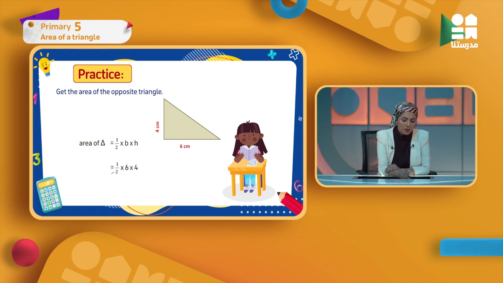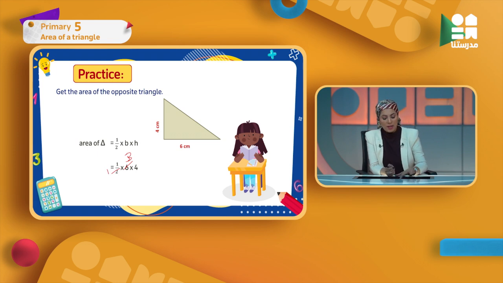So here, 2 divided by 2 is 1, and 6 divided by 2 is 3. So now I have whole numbers. I don't have any fractions anymore. So 1 times 3 times 4. 1 times 3 is 3. 3 times 4 is 12. So the answer will be 12 centimeters squared, because the units of measuring the area is centimeters squared or meters squared.